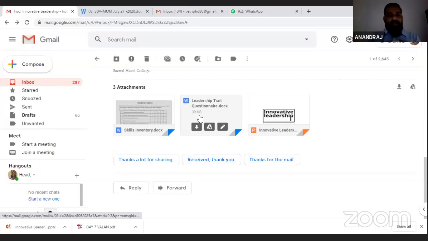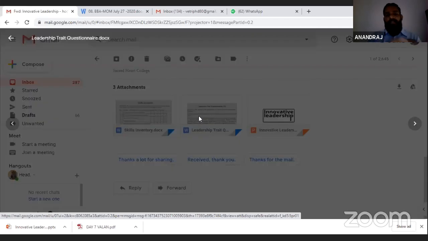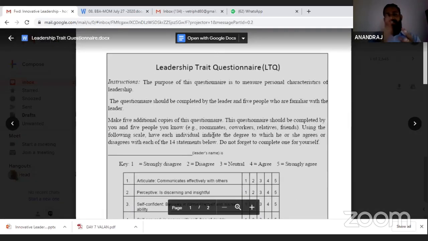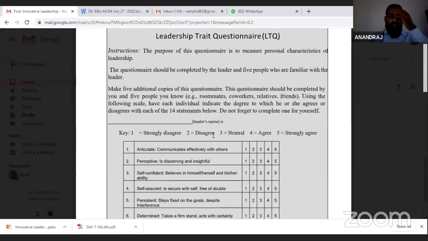No, you can do it at home. You need not do it here because we are short of time. In this questionnaire there are 14 traits. First, you have to answer, and then circulate it to your 5 friends. Just 5 is enough. You choose your friends and circulate it to them. You ask them to rank you, then you average all the 5 and compare with your own marks. You will know what traits you possess.